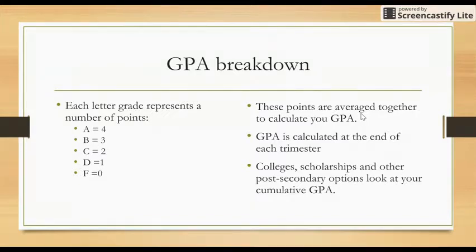Your GPA is calculated at the end of each trimester. Colleges, scholarships, and other post-secondary options look at your cumulative GPA. Your GPA starts when you are a freshman. And in Iowa City, if you were to rank all students, a 3.4 GPA is about the middle of all the students in your class.